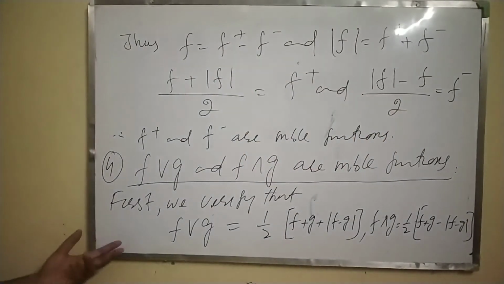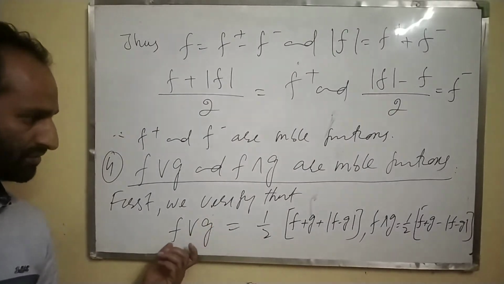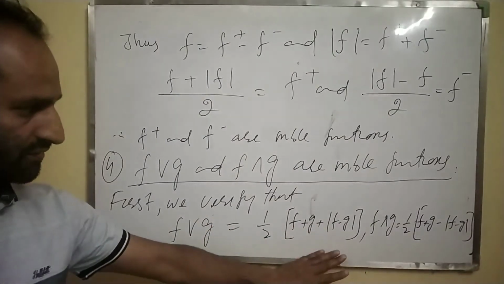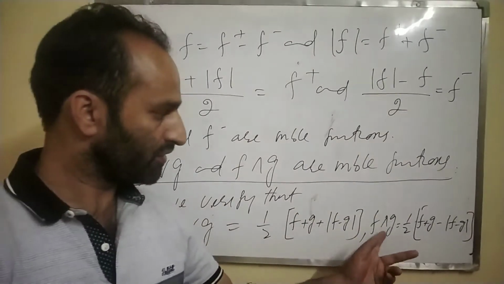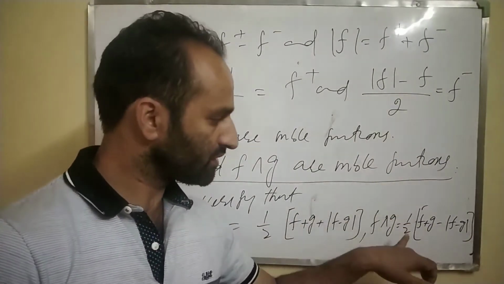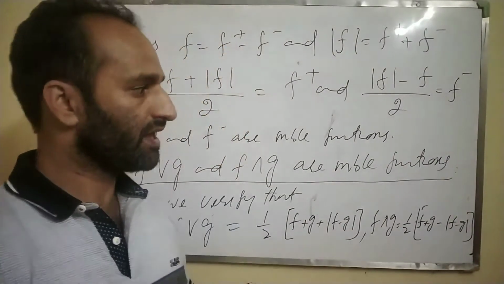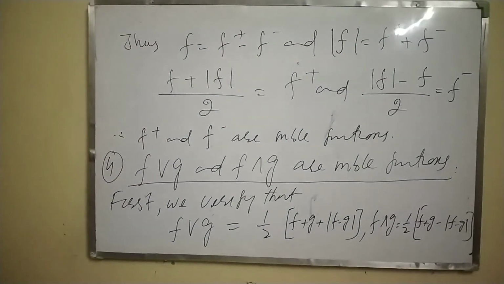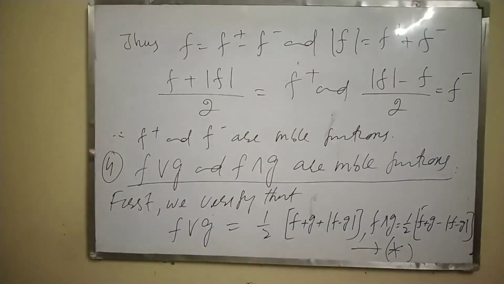So let us first verify this. The join of f and g, or you can say the maximum of f and g, is equal to this function. It's one half of f plus g plus mod of f minus g, and the minimum, or you can say meet of f and g, is equal to one half of f plus g minus mod of f minus g. Okay. Let's first verify star.